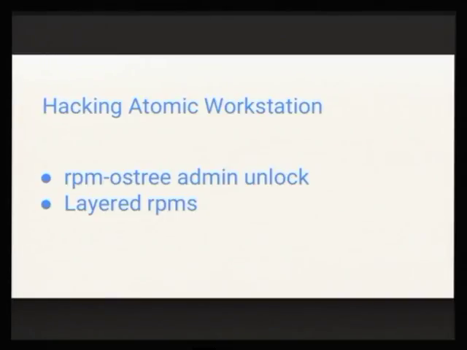You do rpm-ostree admin unlock, which basically mounts a read-write overlay on top of the base image, making everything writable. And then you can change stuff there, and when you reboot, you get back to your regular system.